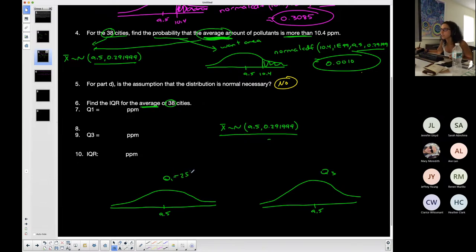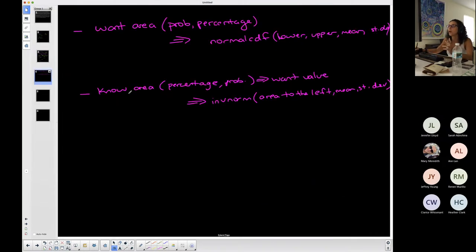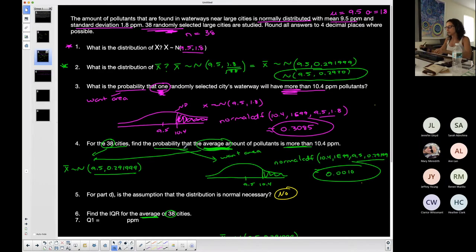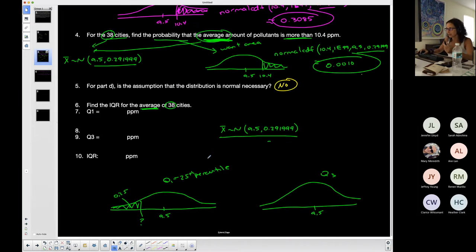Q1 is the 25th percentile, so that separates the 25% of the data values to the left, over here in the left tail. Every time I talk about area, I always put the value for the area on the top of my curve, so I don't confuse it with these values on the bottom. I want to know what this value is corresponding to this area. I know area because they tell me percentile. Percentile is percentage, also known as area in this case.